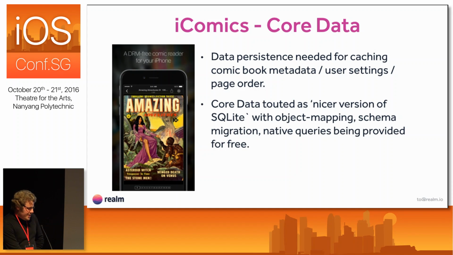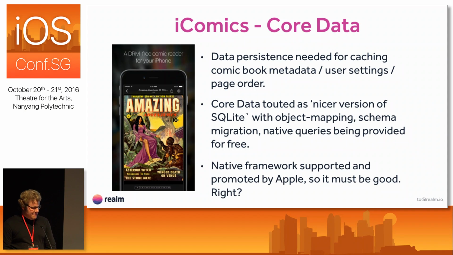So Core Data was touted as like SQLite but less effort. And I was like, that sounds nice. It gives you managed objects. You don't have to do any manual copying between SQLite and your objects. Schema migration is done for free, so that's a lot less effort. And you don't actually have to know SQL. You can do native NSPredicate fetches to get a pretty good experience with a lot less effort. And of course, it's a native framework, supported and loved by Apple and proven to be bulletproof and everything. And yeah, so it must be good, right?